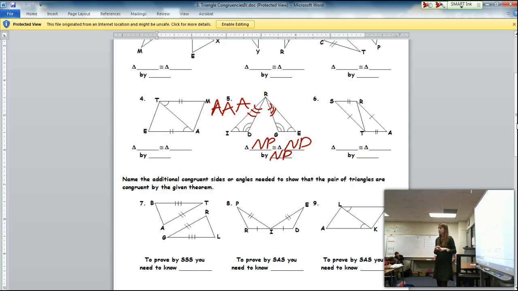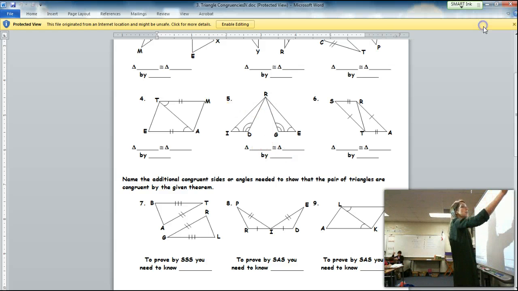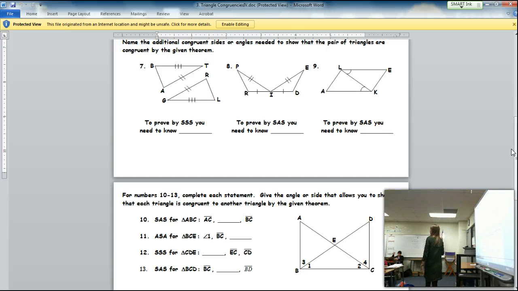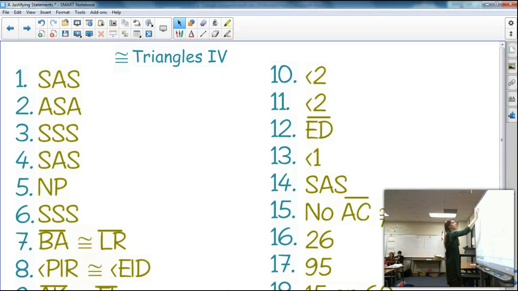Wait, so when you have 3 congruent angles? It's AAA, and AAA was in your list of ones that don't work. Okay, next one. Clear ink. Anything else from page 1? What was the next problem? Give me another problem. 17. Oh, I said 16. Okay, 16.